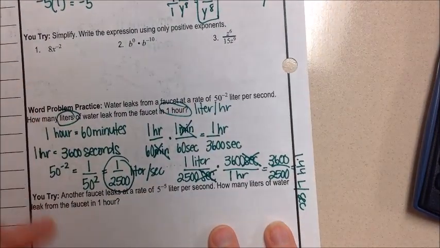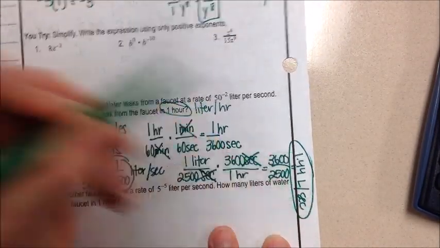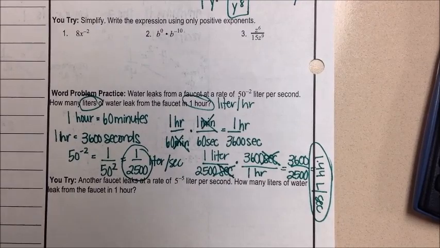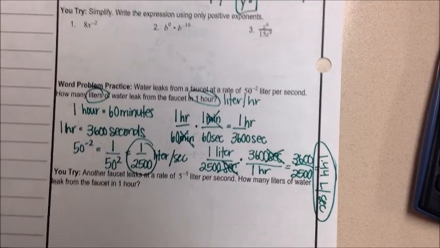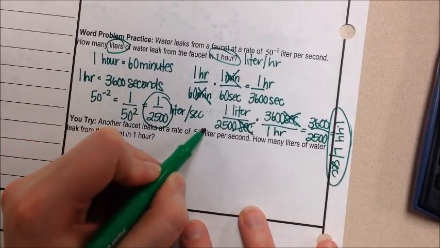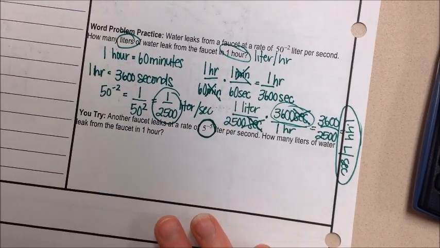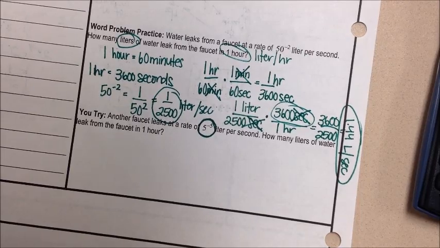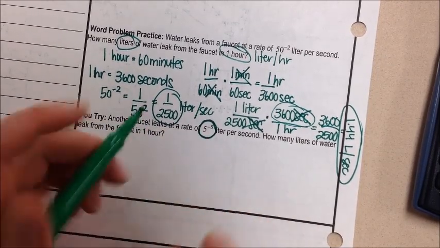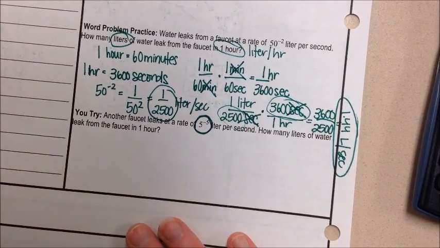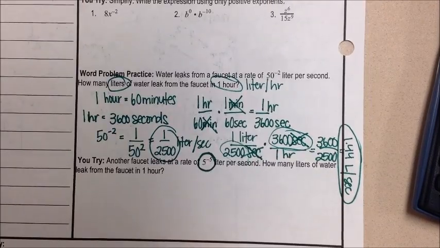And I just did capital L for liters. If you do little l, that's for length. Now you're going to do it if this is the rate it leaks. So your 3,600 is the same because there's still the same number of seconds in an hour. We're just changing the rate at which it's leaking. So this is the number that's going to change. Okay, go ahead and do that. You try.